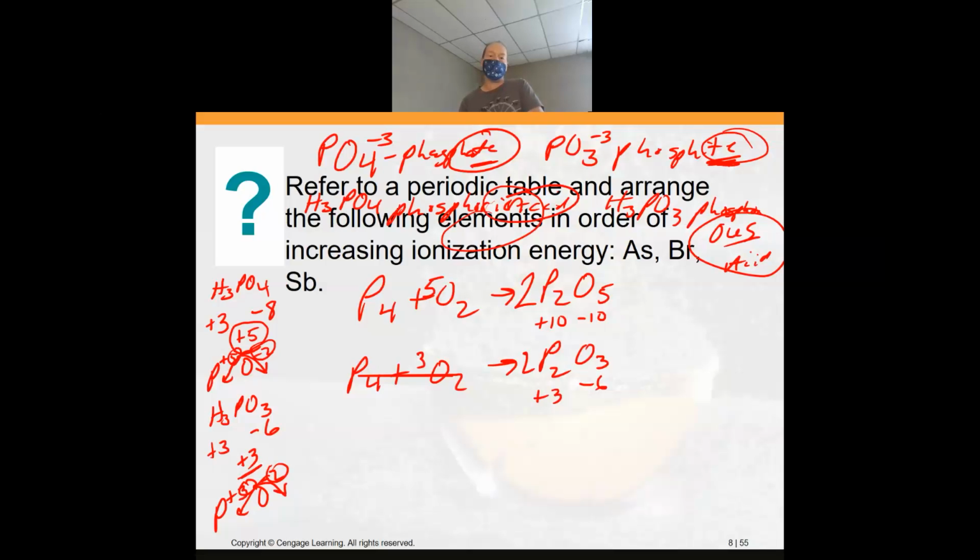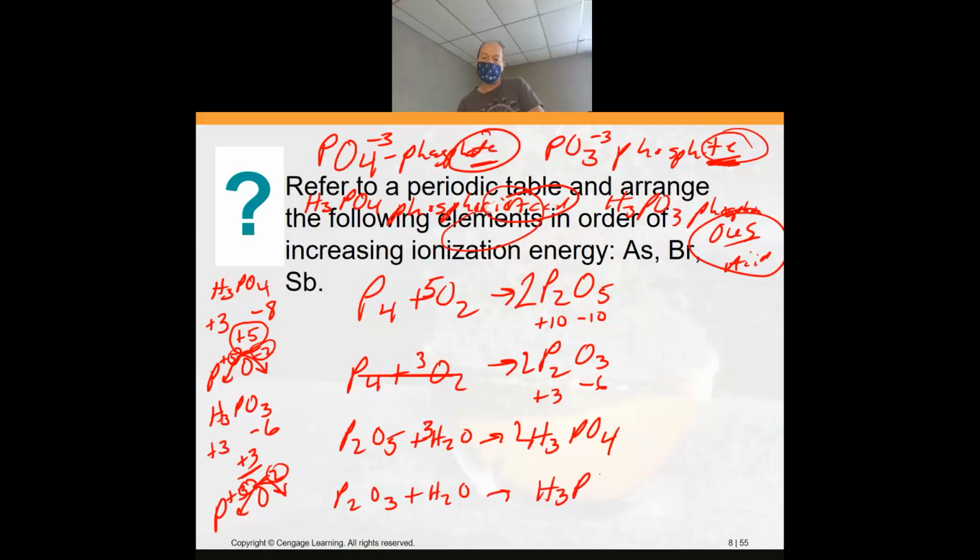When you take your oxide P2O5 and you add H2O, this is where it's important to know the phosphoric acid. This is where you're going to get H3PO4. To balance that, we need 2 here, and we need 3 here. When we take our P2O3 and add water, we get H3PO3. And so we need a 2 there, and we need a 3 there.